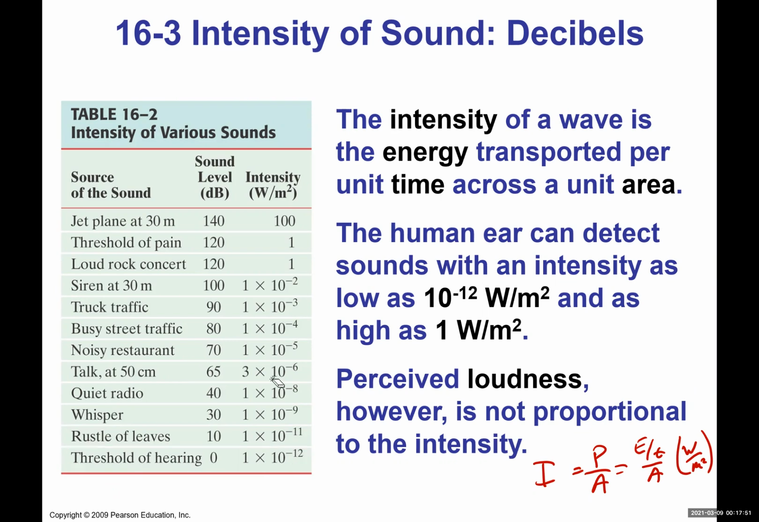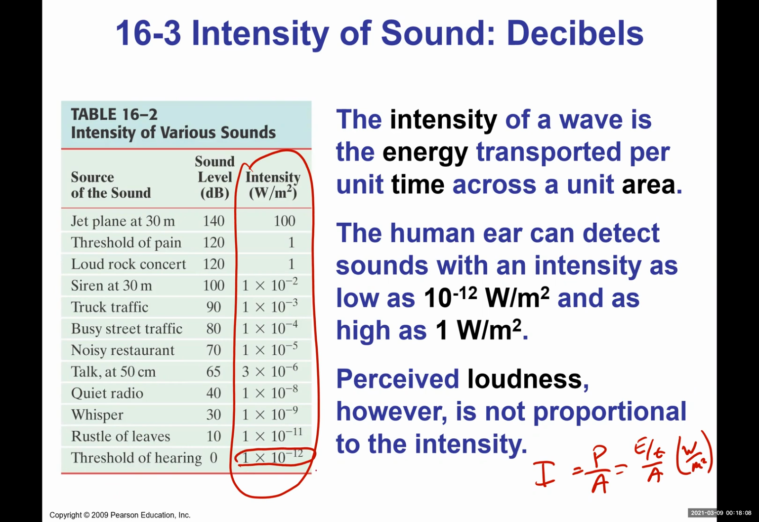You can see there are two columns: one is in terms of intensity, the other is sound level. We're going to get to that in a minute. But the idea here is that you have your reference, which is the lowest, and after that everything pretty much increases. For example, comparing the threshold of hearing to a whisper, truck traffic, a siren, a loud rock concert, all of those values start increasing because they have more energy per unit area.